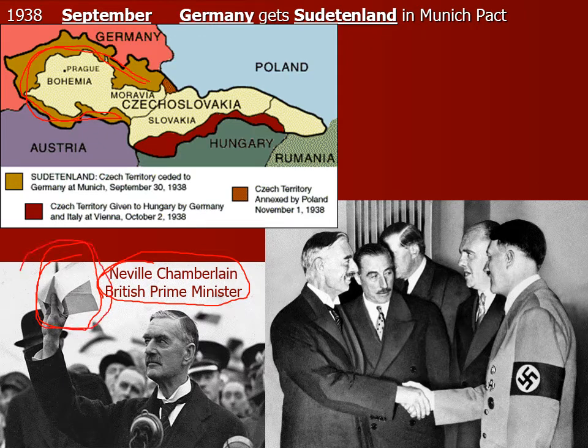And as you can see with this paper right here that Chamberlain's holding up, he says, look, I got Herr Hitler's signature. He's not going to invade anything else. He's not going to take anything else. Look, we can trust him. I've shaken hands with the Fuhrer, and he can be trusted.